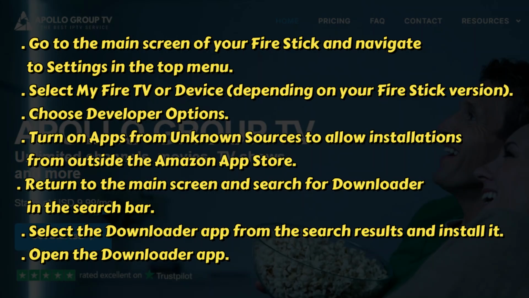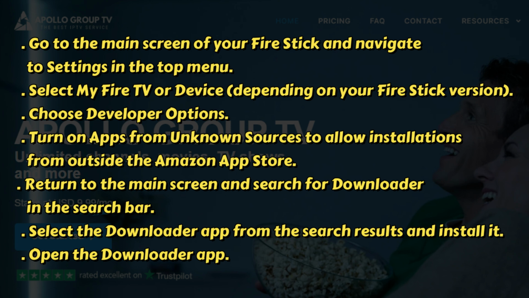Go to the main screen of your Fire Stick and navigate to Settings in the top menu. Select My Fire TV or device depending on your Fire Stick version. Choose Developer Options. Turn on apps from unknown sources to allow installations from outside the Amazon App Store.